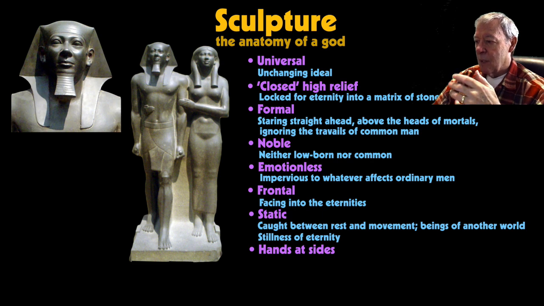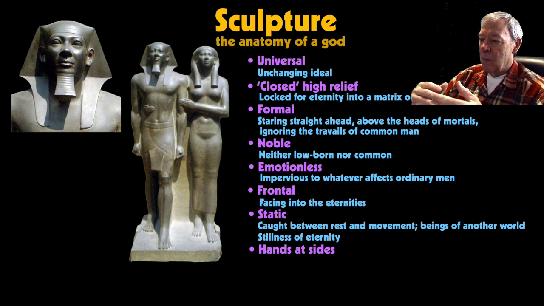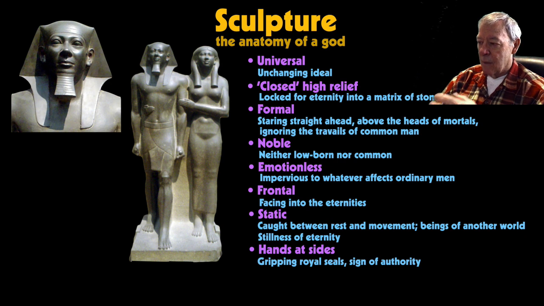And then with the hands at the sides, notice that in the hands they typically hold dowels. And so scholars believe that they are gripping royal seals, signs of their authority. And we'll come back a little bit later on to the beard, because the beard also is a sign of royal authority for the pharaohs. But we'll talk about that later.